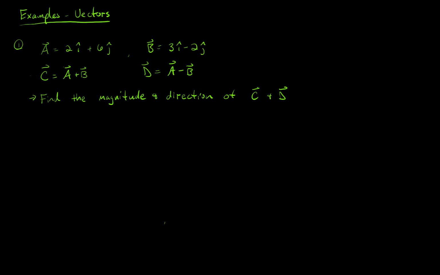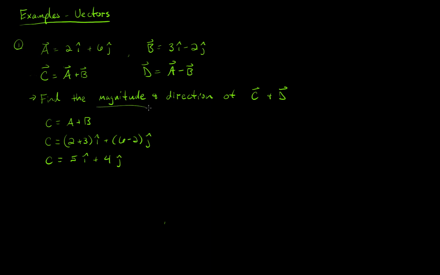Okay, so first I'm going to do C. C is going to be A plus B. I want to find the components of this. Since we're adding, we just add up the components. So it's going to be 2 plus 3 i hat, and then 6 minus 2 j hat. So we get C in vector notation as 5 i hat plus 4 j hat.